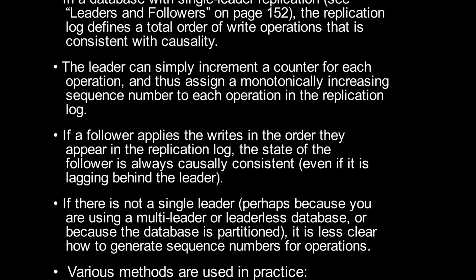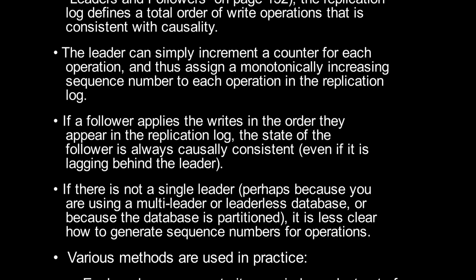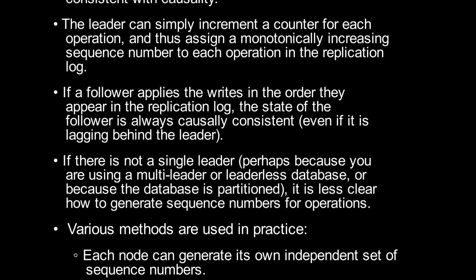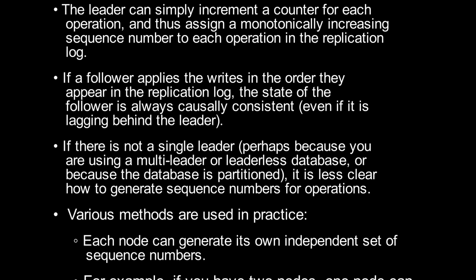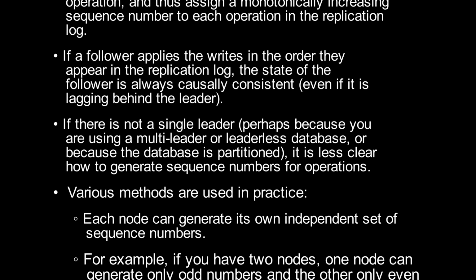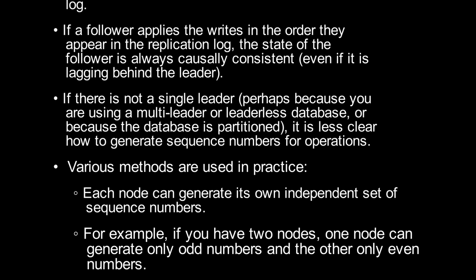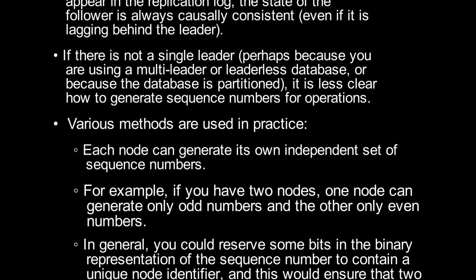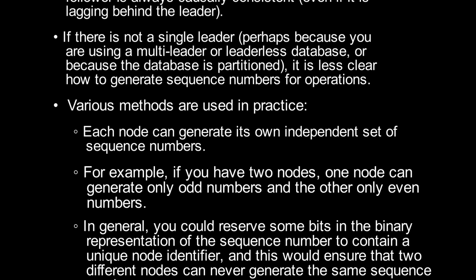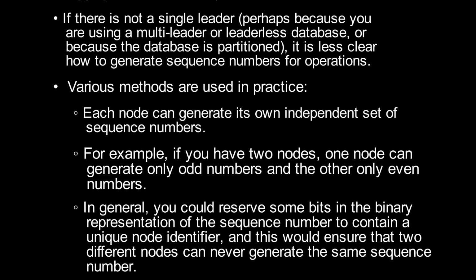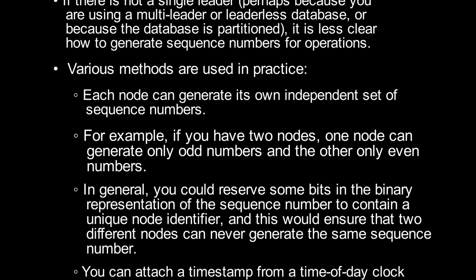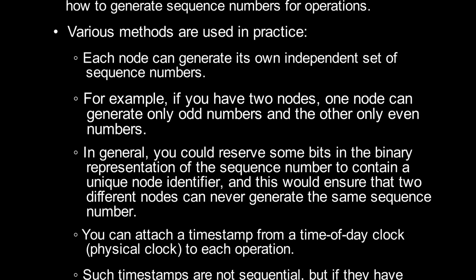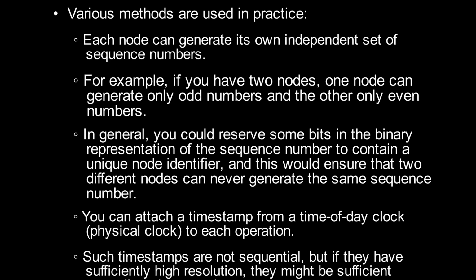If there is not a single leader, perhaps because you are using a multi-leader or leaderless database, or because the database is partitioned, it is less clear how to generate sequence numbers for operations. Various methods are used in practice. Each node can generate its own independent set of sequence numbers. For example, if you have two nodes, one node can generate only odd numbers and the other only even numbers. In general, you could reserve some bits in the binary representation of the sequence number to contain a unique node identifier, and this would ensure that two different nodes can never generate the same sequence number.